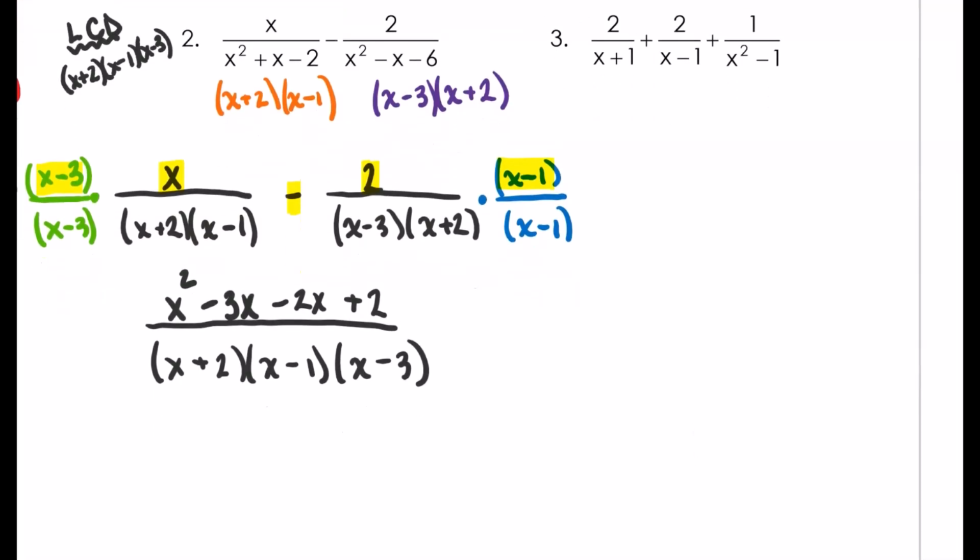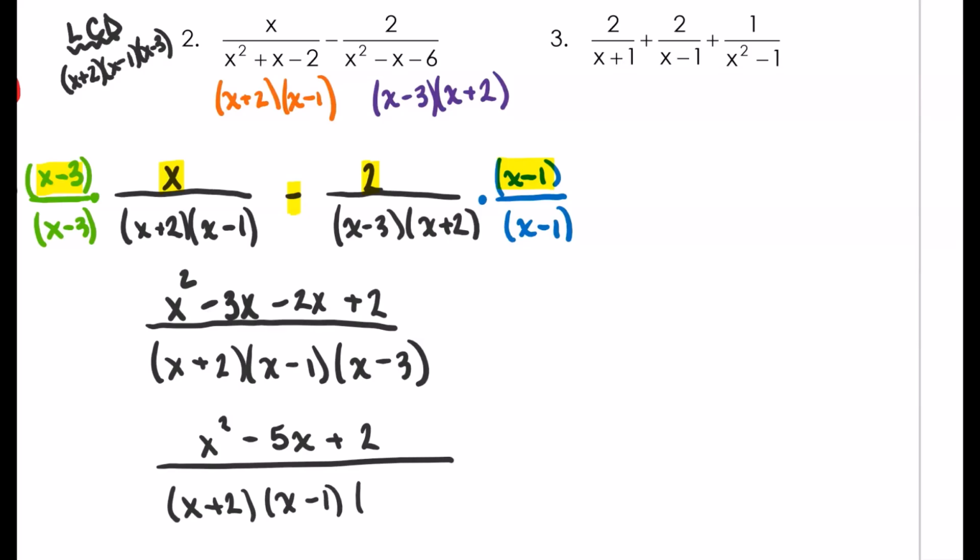Okay, then when I combine my like terms in my numerator, I get x squared minus 5x plus 2. And then my denominator, x plus 2, x minus 1, x minus 3. And again, I didn't cancel out any terms, so I don't need to worry about the domain. It's obvious that the exclusions are the zeros of the denominator. You do want to use your eyes and just double check that this can't be factored, because if it could be factored, then you would want to reduce.